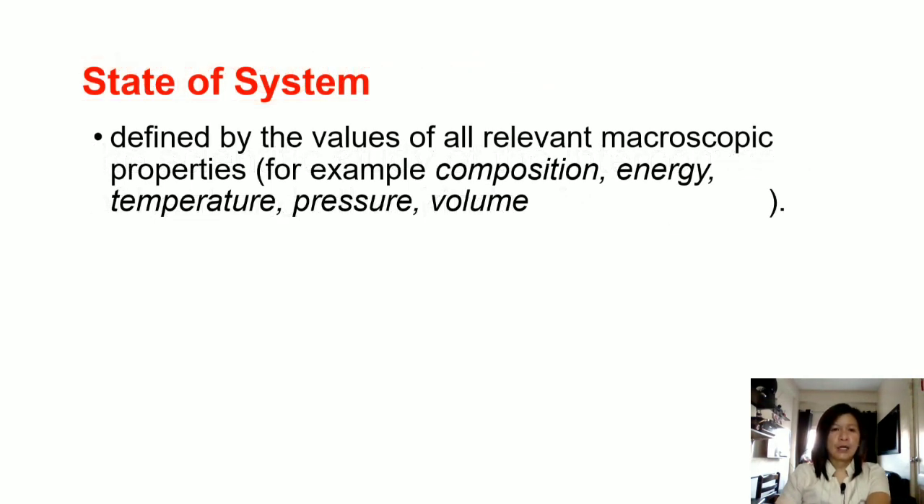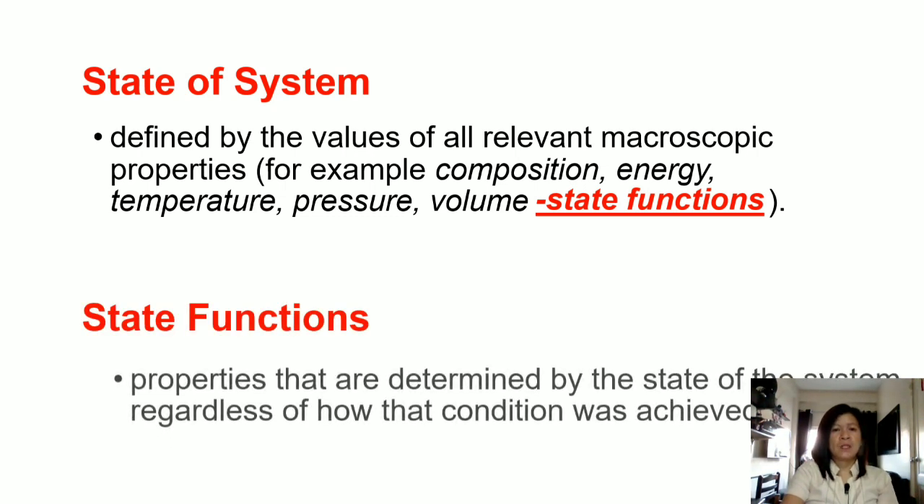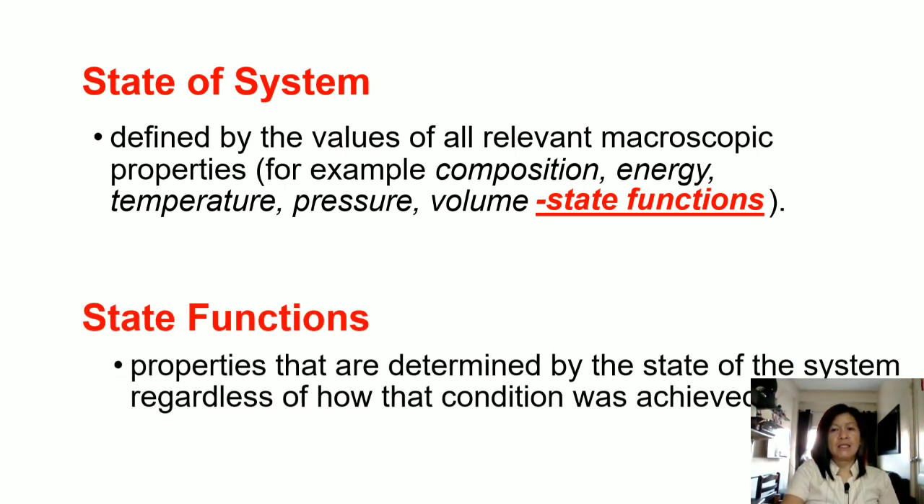Let's first define the state of a system. The state of a system is defined by the values of all relevant macroscopic properties, such as composition, energy, temperature, pressure, volume, and others. These are collectively called state functions. State functions are properties that are determined by the state of the system regardless of how that condition was achieved. State functions are those that can obtain initial and final states or conditions.